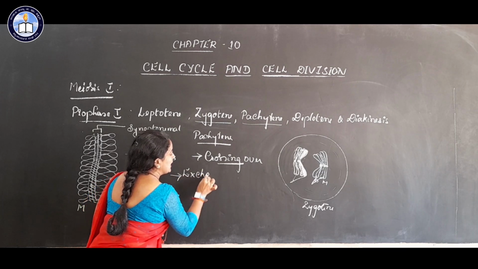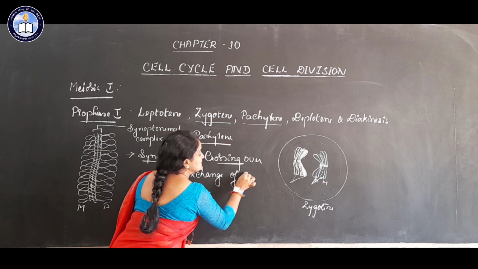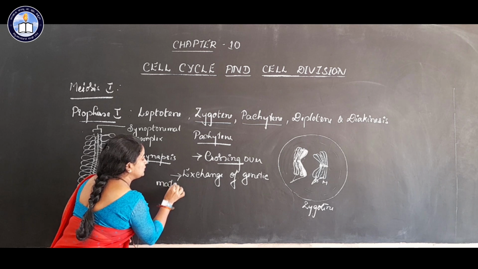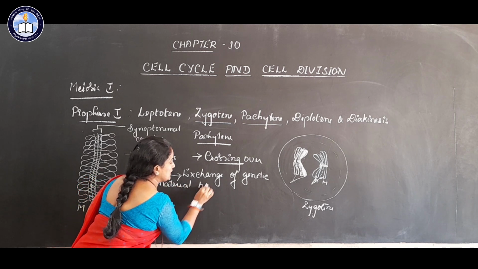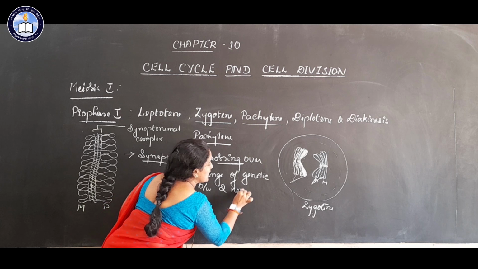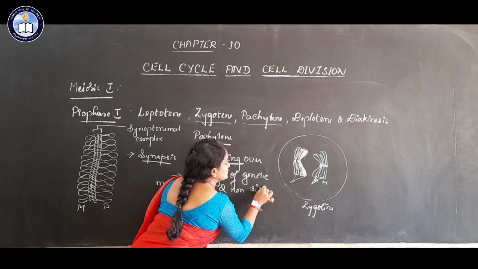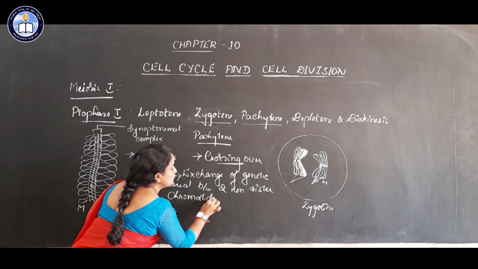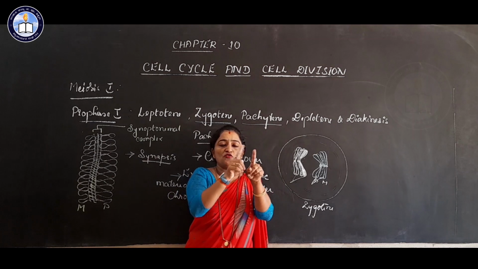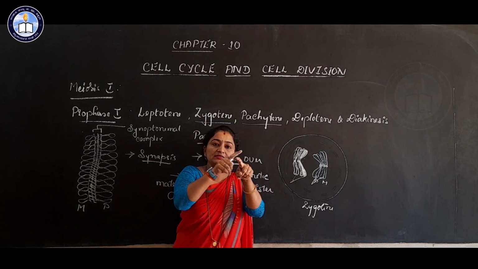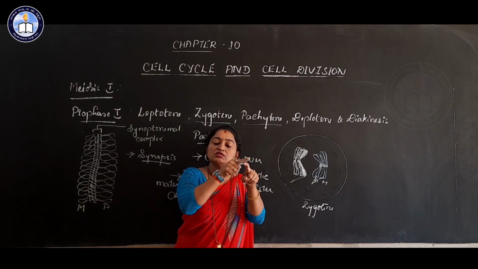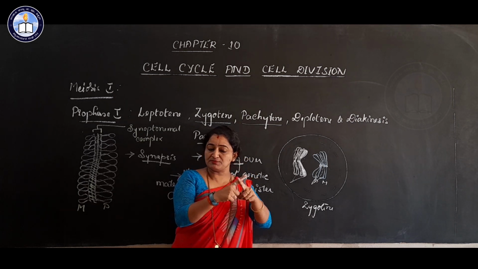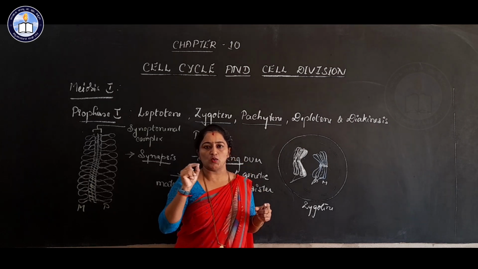Exchange of genetic material between two non-sister chromatids, that is called crossing over. What will happen? Exchange of chromatids takes place. At that particular point where crossing over takes place, that region is called chiasmata. Chiasmata is a region where crossing over takes place.